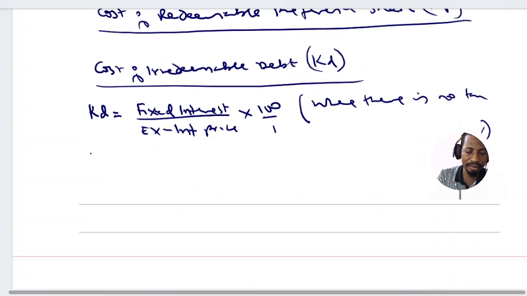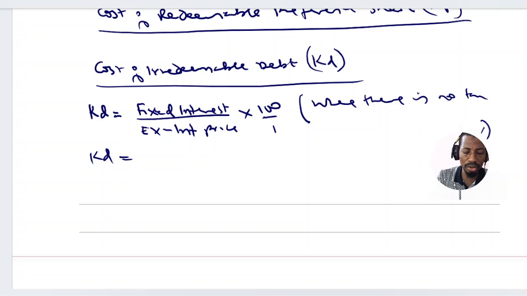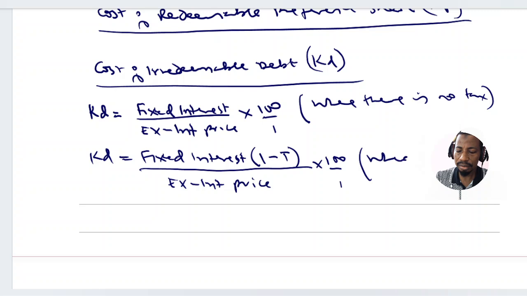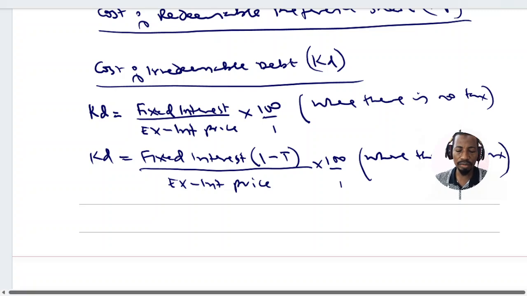But where there is tax, then cost of irredeemable debt will be computed as the fixed interest multiplied by 1 minus tax rate divided by ex-interest price. Okay, multiply by 100 over 1. So this formula is used where there is tax. Let me write it. Where there is tax, that's when you use the second formula.